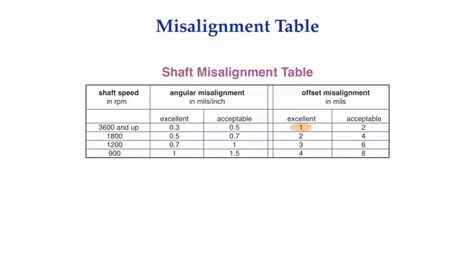There is another point of confusion when you start talking about angular misalignment. Notice here in this table, the angular misalignment is expressed not in degrees of angle, but in mils per inch. Exactly what angle are they talking about anyway?